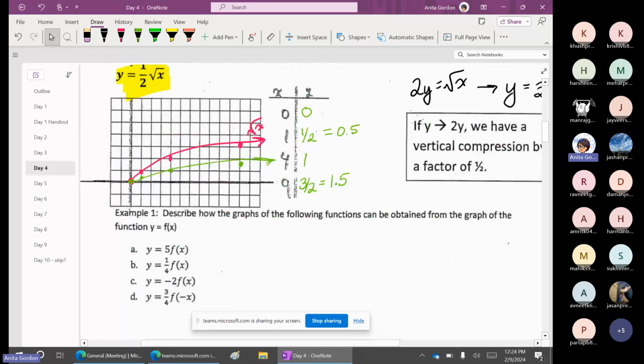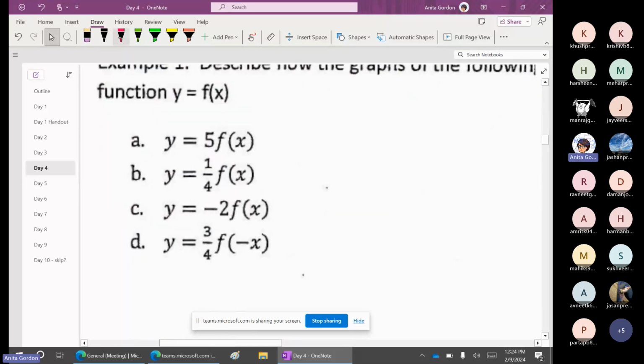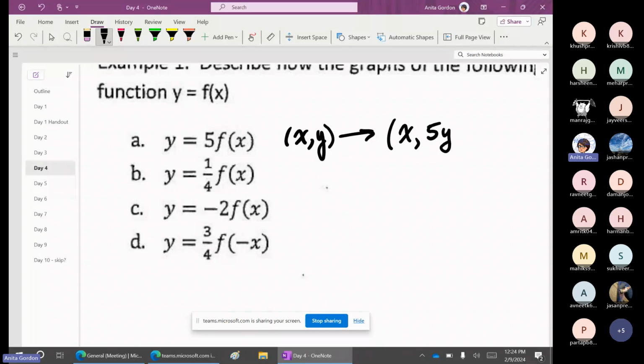Okay? So let's talk about coordinate mapping. If these are my new functions, then my original x, y would be mapped to what? How would the coordinates change here? I'll give you a hint, x doesn't. What are we doing with the y? x, 5y, right? y equals 5 times the function, so it's 5 times the y.